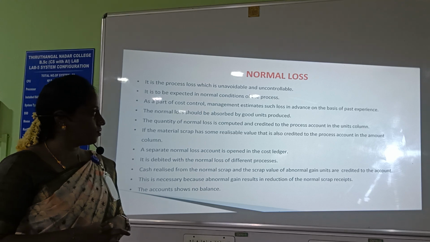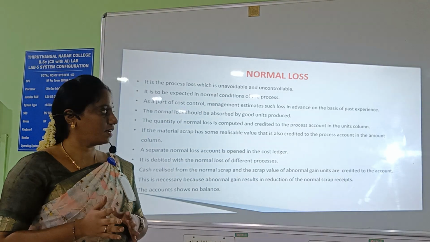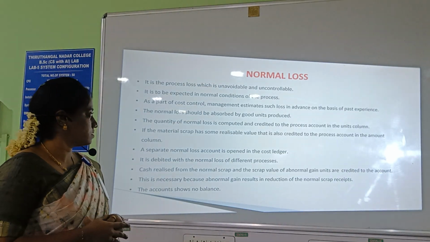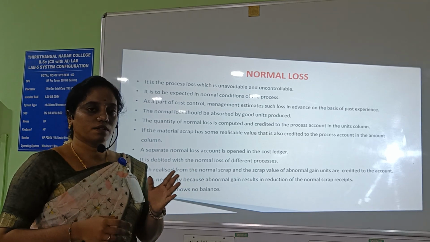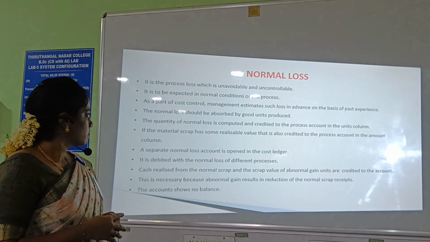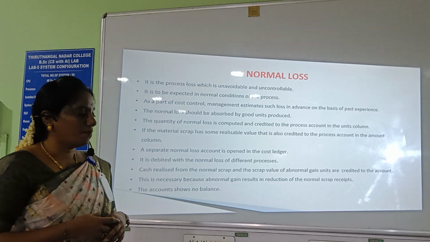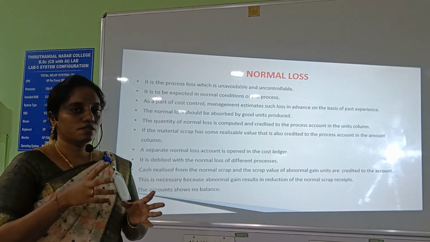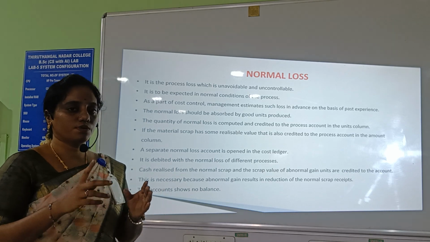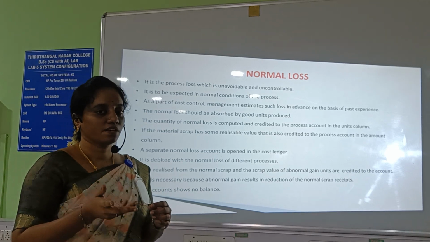As a part of cost control, management estimates such loss in advance on the basis of past experience. The normal loss should be absorbed by the goods to be produced. The quantity of normal loss is computed and credited to the process account in the units column. The amount which is determined as normal loss will be transferred to the process account on the credit side.